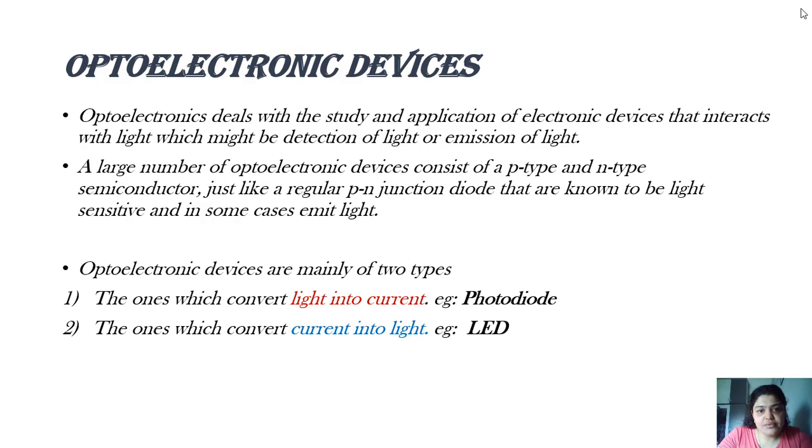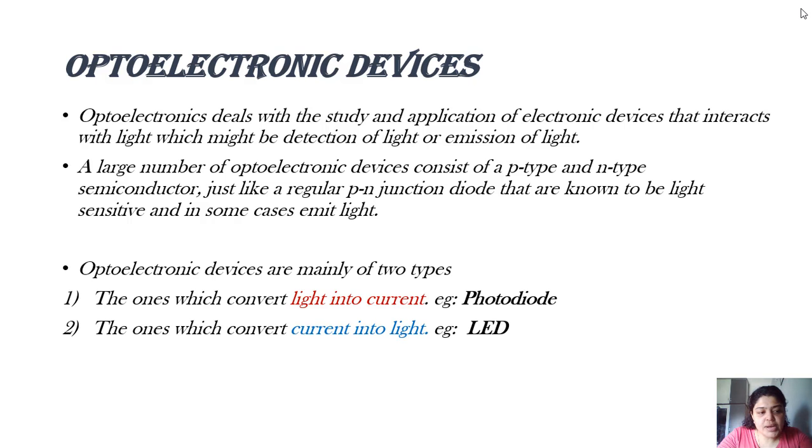It can be detection of light, as is the case with a photodiode, or it can be emission of light, the case of an LED. A large number of optical devices consist of P-type and N-type semiconductors, just like a PN junction diode, that are known to be light sensitive, and in some cases they emit light.